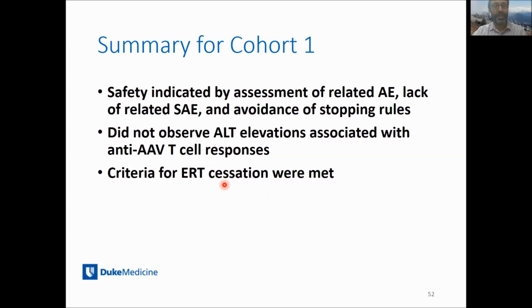And we also met criteria for ERT cessation that included a continuous elevation of GAA in the blood after 24 weeks. And so all 3 subjects were able to stop ERT.